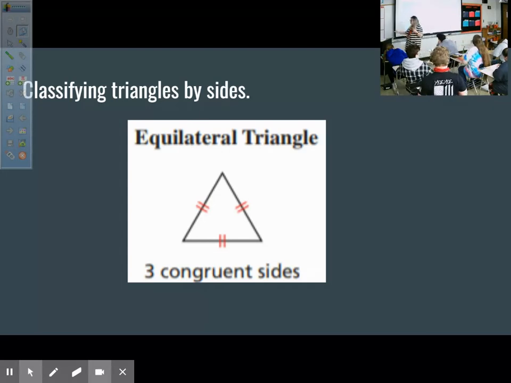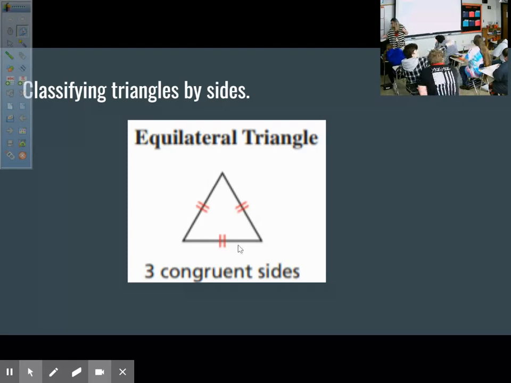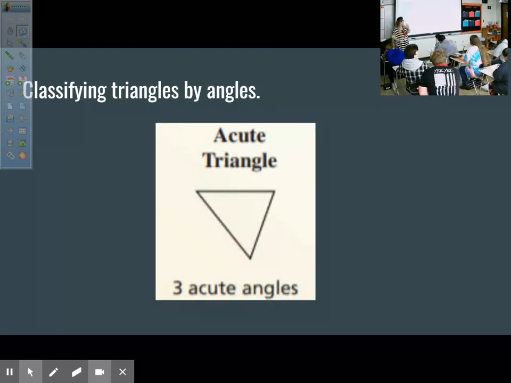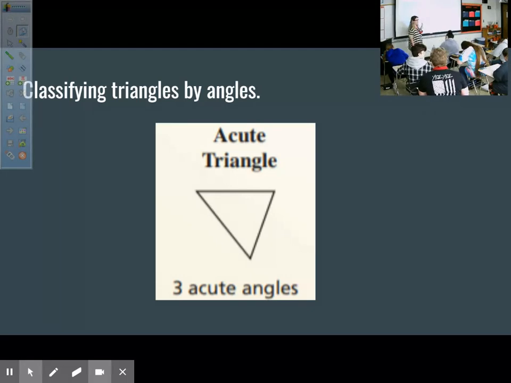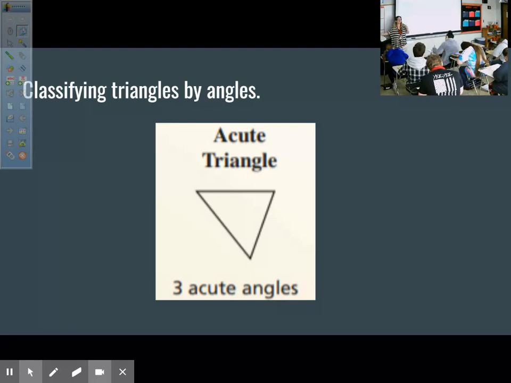Alright, you can also classify triangles by their angles. Acute. An acute triangle has three acute angles. What does acute mean? Less than 90. An angle less than 90. So all three angles are smaller than 90.